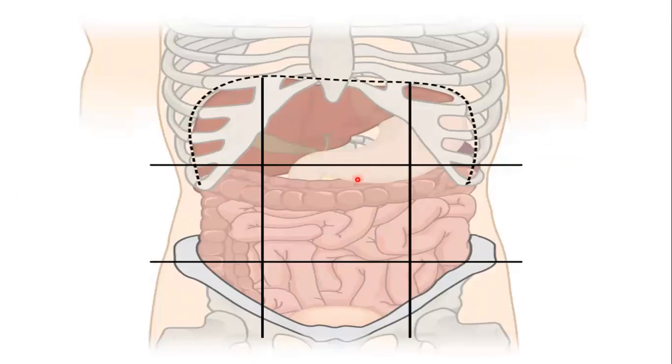Today in this lecture, I am going to explain the 9 regions of the abdomen. As you can see in this picture, we have divided the abdomen into 9 regions by these two vertical lines and two horizontal lines.